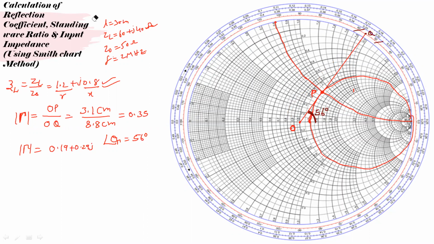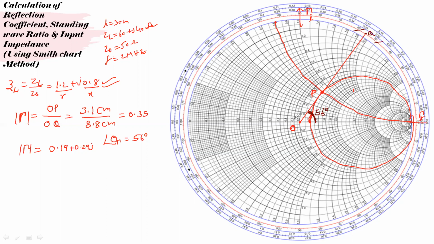For this you require a compass. So take the compass and take the radius of OP, and when you make O the center, then you can get a constant S circle. Locate point S where the circle meets the gamma real axis. So this is the gamma real axis, and this is the gamma imaginary axis.